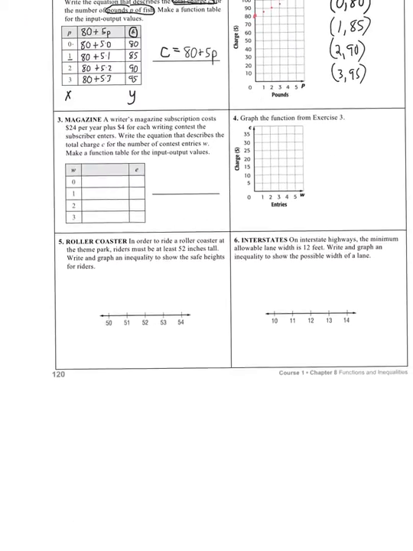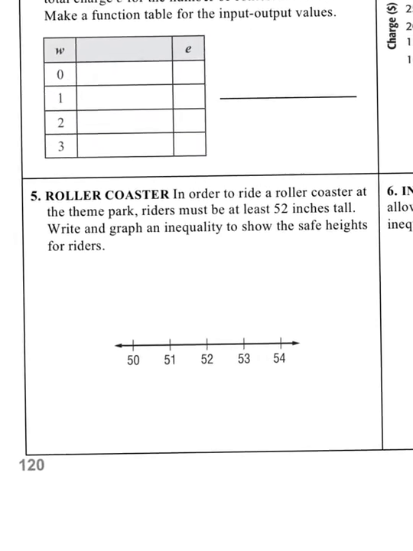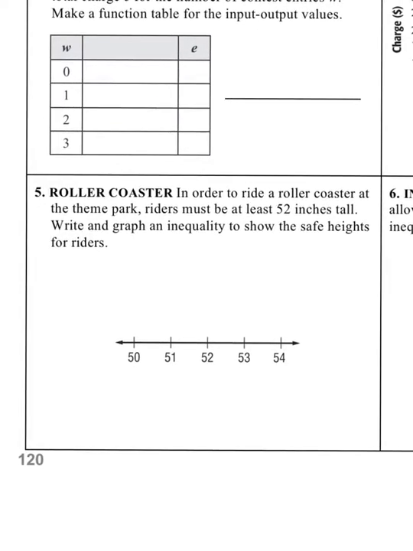to 5 and 7. Now, in number 5, I'm going to blow this up nice and big. This is where we need to write and graph an inequality. Now, this is a simple inequality. It's not a one-step inequality. So I'm going to read it, and I'm going to highlight some important things while I read it. It says, in order to ride a roller coaster at the theme park, riders must be at least 52 inches tall. Now, it says, write and graph an inequality to show the safe heights for riders.